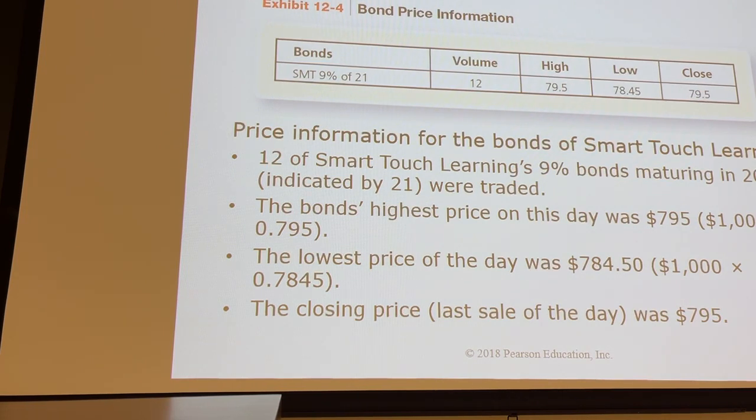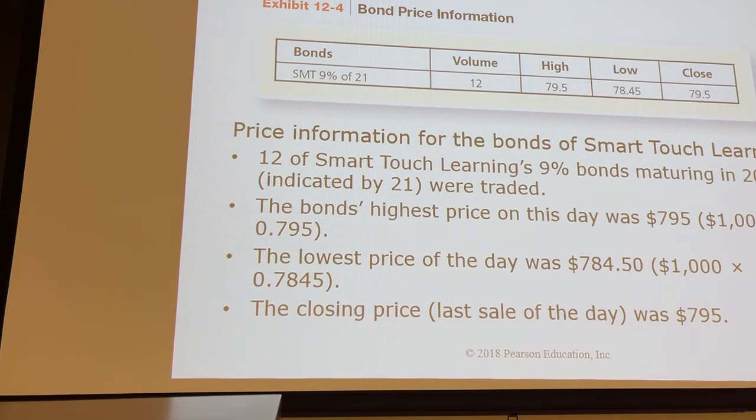And so in this case, if we look in the Wall Street Journal for the company whose ticker symbol is SMT, this says that for their 9% bonds that mature in the year 2021, the closing price of the bonds on this particular day was 79.5. Now, that does not mean that if you wanted to buy this bond on that day, you would pay $79.50. What it means is that the bond closed that day at a price of 79.5% of its face value.